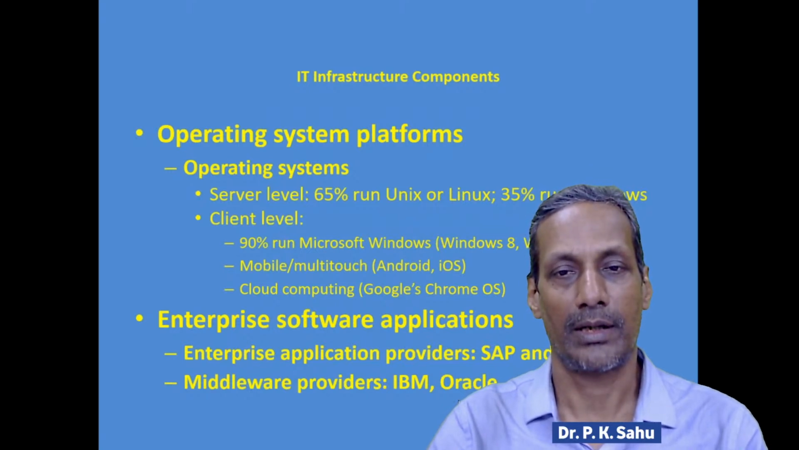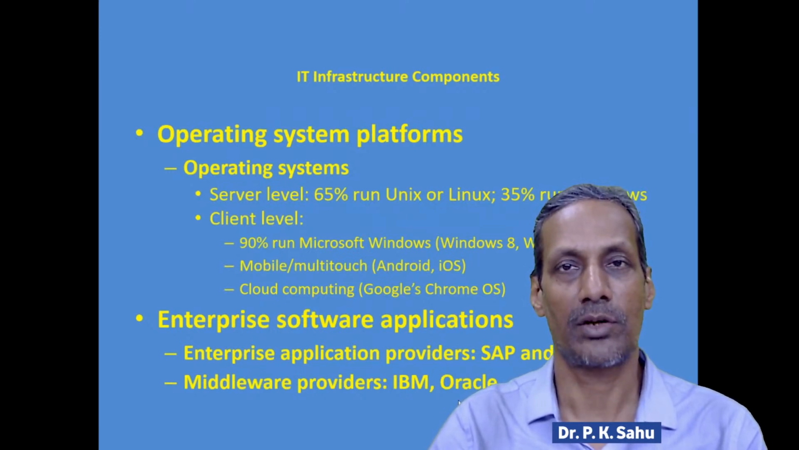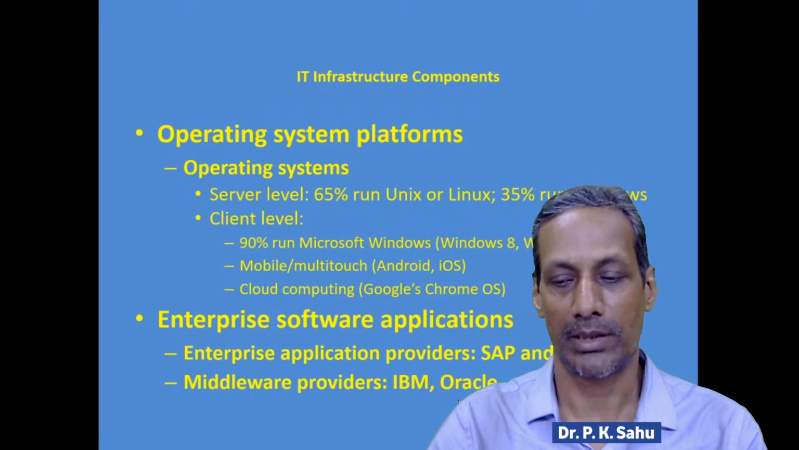Organizations, for integrating their standalone information systems, use enterprise-wide softwares or enterprise software applications, like the applications that they procure from application providers such as SAP and Oracle. For middleware providers, one of the best vendors can be IBM or Oracle.